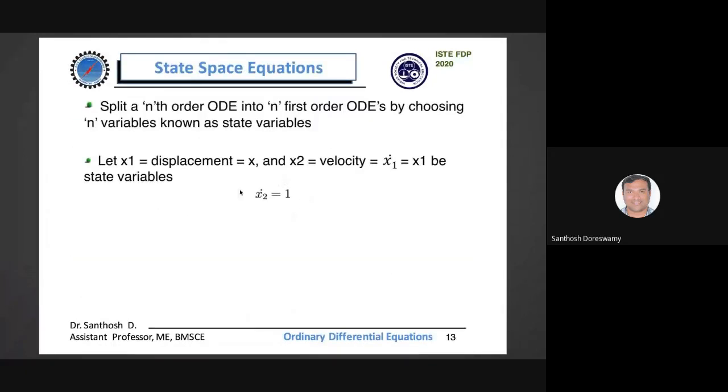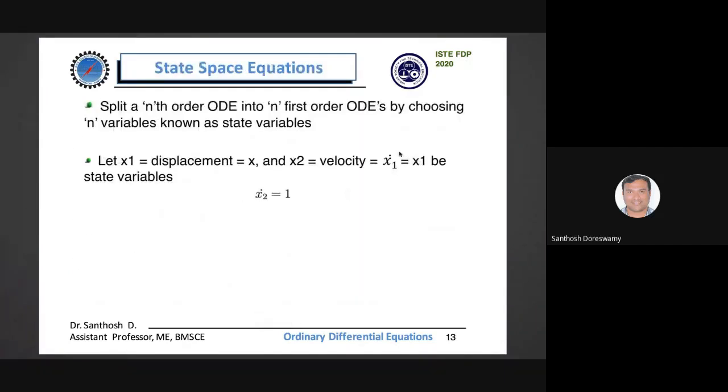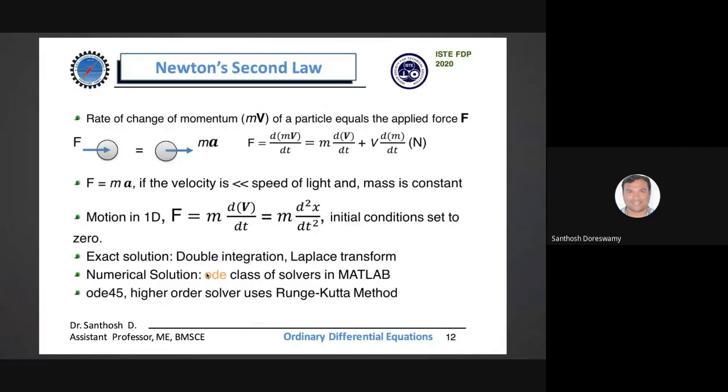I will always set the initial conditions to 0. So your initial condition for displacement at time t equals 0 is 0, and the particle has a velocity of 0 at time t equals 0. So you will have two differential equations now: x1 dot is equal to x2, and x2 dot is equal to 1. These are state space equations. What you have to do is take a second order differential equation and split it up into two first order differential equations. That's what we have done here. The first differential equation is x1 dot is equal to x2. The second differential equation is x2 dot is equal to 1. Once you do this, you can use this class of solvers, the ODE class of solvers.